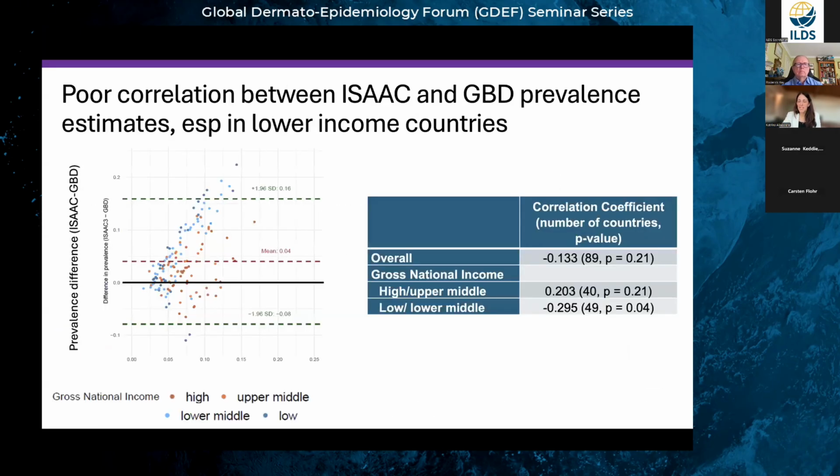And we compared that to the GBD estimates for the same age children from the same year, back in the early 2000s. And what we saw was that the ISAAC estimates were consistently higher than the newest GBD estimates that included the routinely captured data.